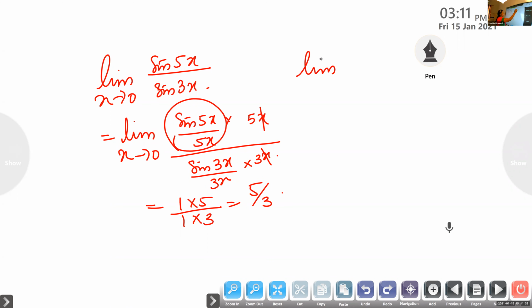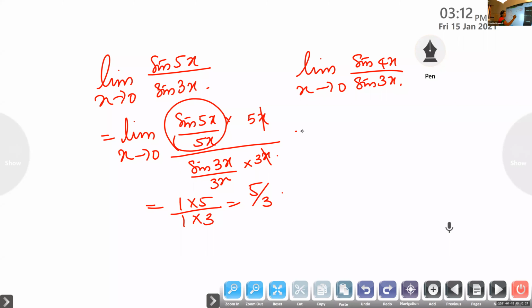Now write this question. Evaluate limit x tending to 0 of sin 4x by sin 3x. What is your answer?